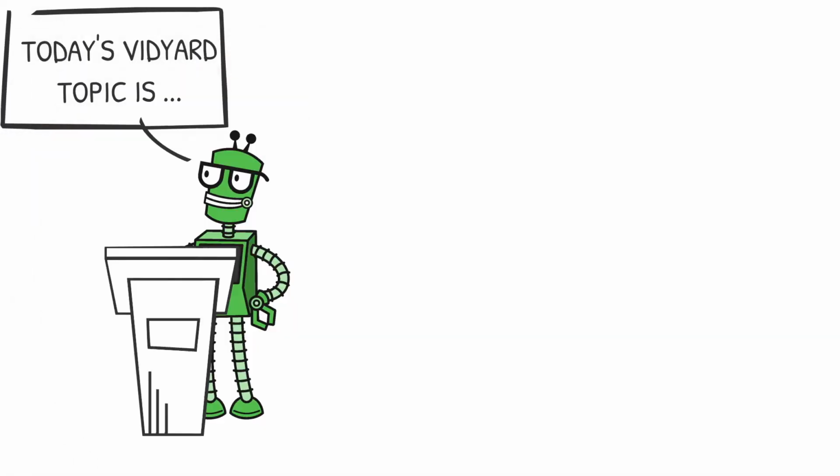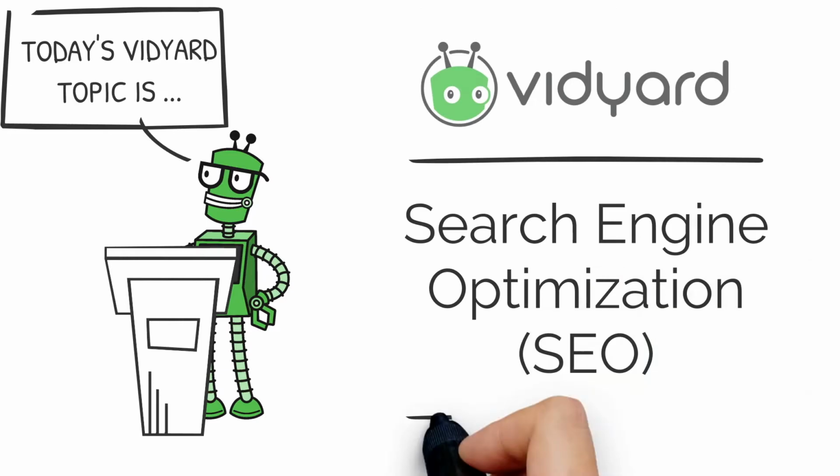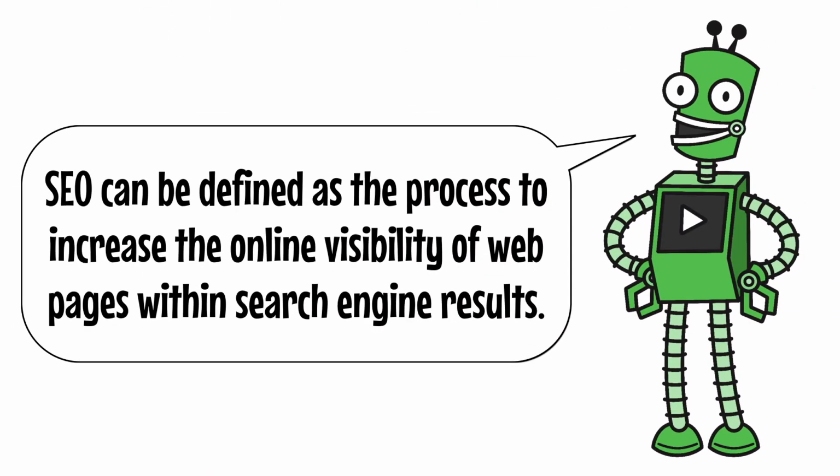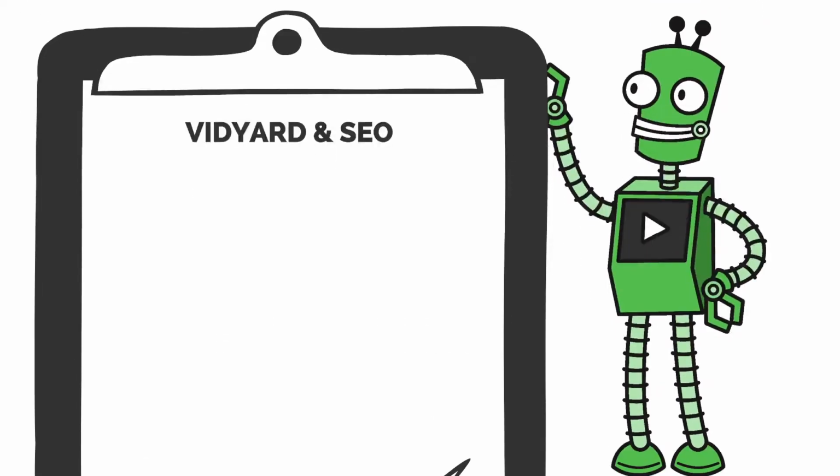Search engine optimization, or SEO, can be defined as the process to increase the online visibility of web pages within search engine results. These are generated by providers such as Google, Yahoo, and Bing. This is Chris Broughton from Vidyard, and this tutorial will provide guidance on how you can use the options in Vidyard to ensure that your video content is fully enhanced for SEO purposes.